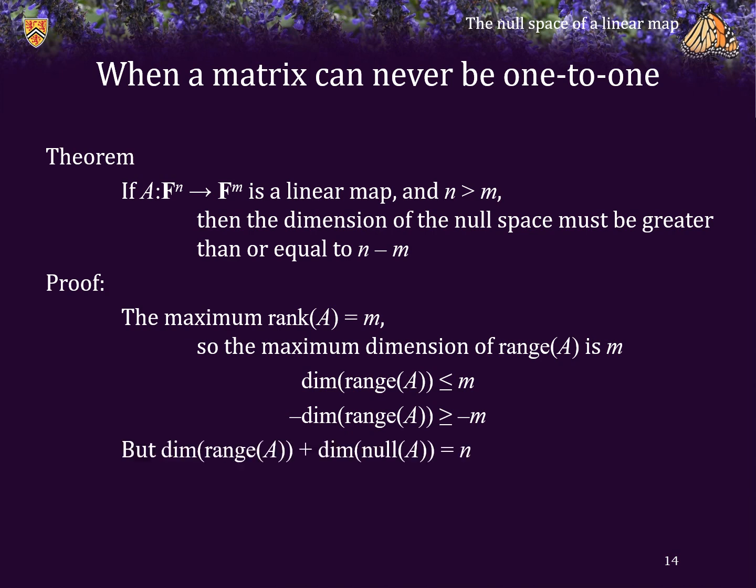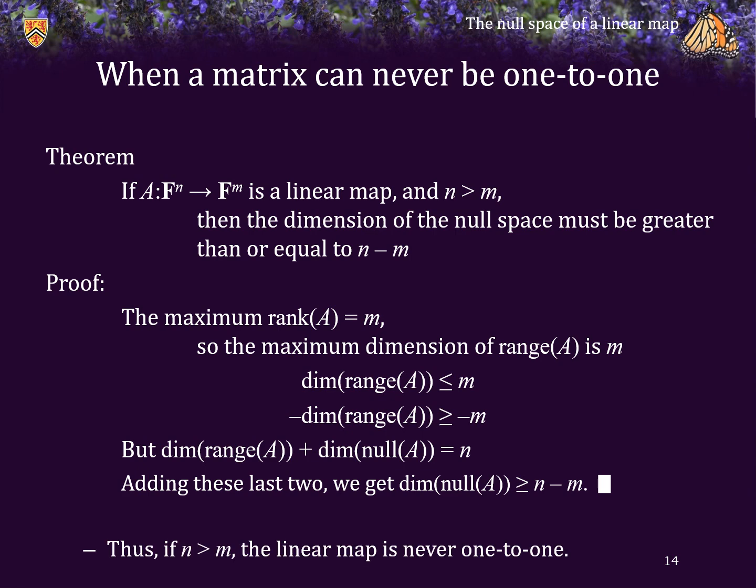Combine that with the previous theorem that said that the dimension of the range plus the dimension of the null space is equal to n. Now, add this equation and the previous inequality. Doing this, we see that the dimension of the null space is guaranteed to be greater than or equal to n minus m. And since n is strictly greater than m, therefore the dimension of the null space must be greater than 0.